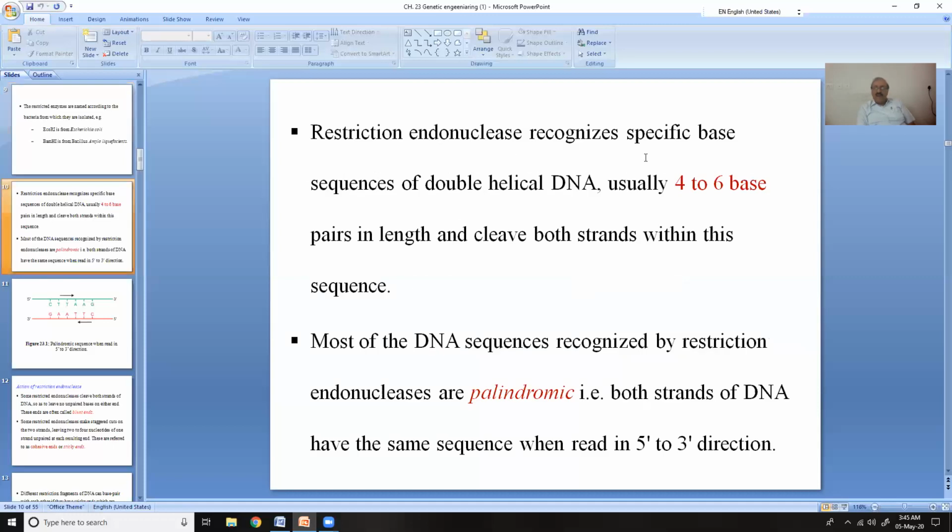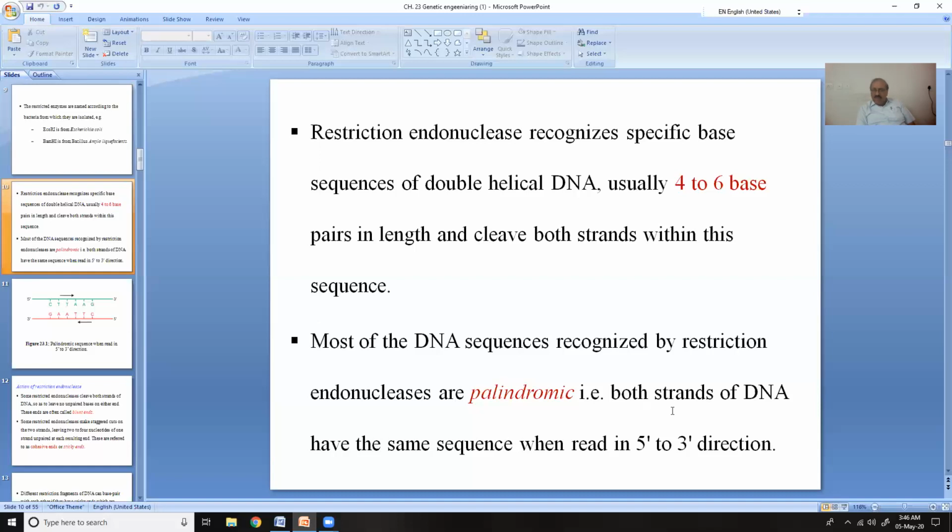Restriction endonucleases recognize a specific base sequence of double helical DNA, usually 4 to 6 base pairs in length, and cleave both strands within the sequence. And most of the DNA sequences recognized by the restriction endonucleases are palindromic.